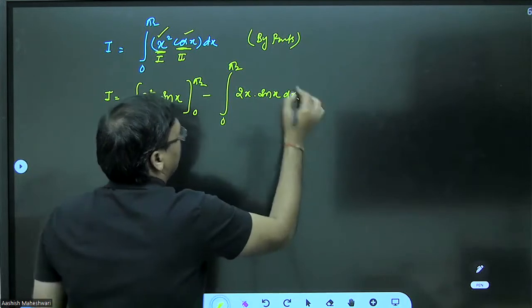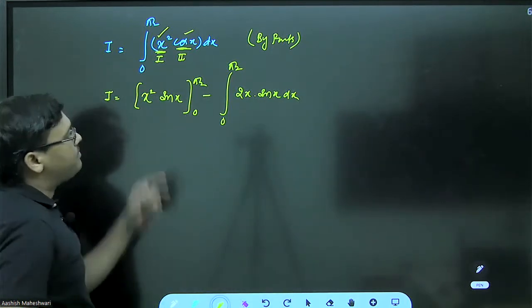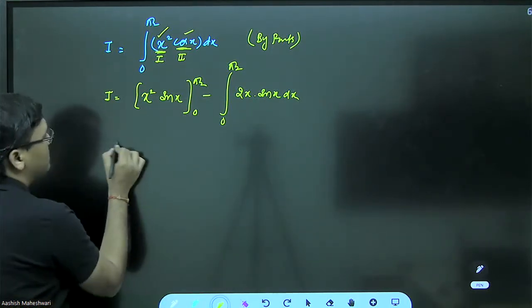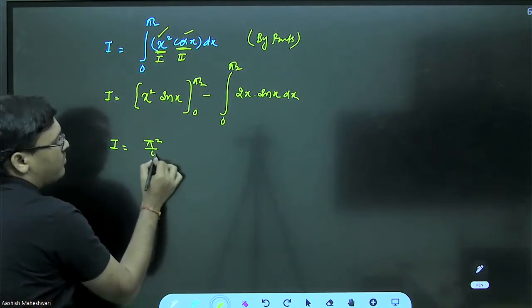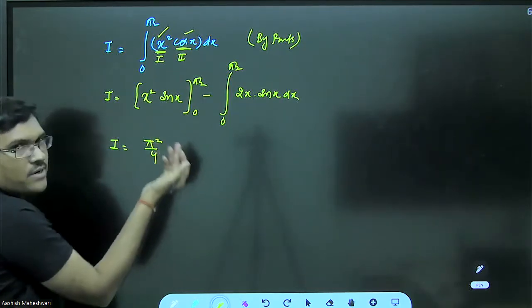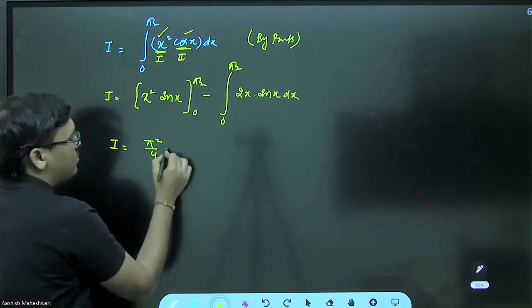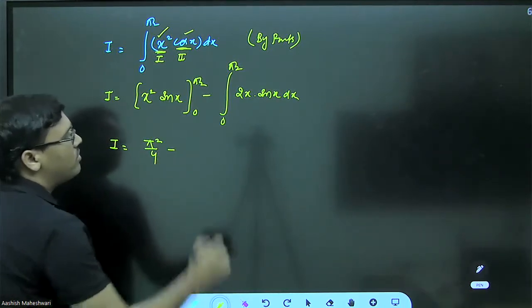Correct? Now, what is this value? If I put pi by 2 here, this will become pi square by 4, and sin pi by 2 is 1. At 0 this will be 0 anyway. So this is pi square by 4 minus.